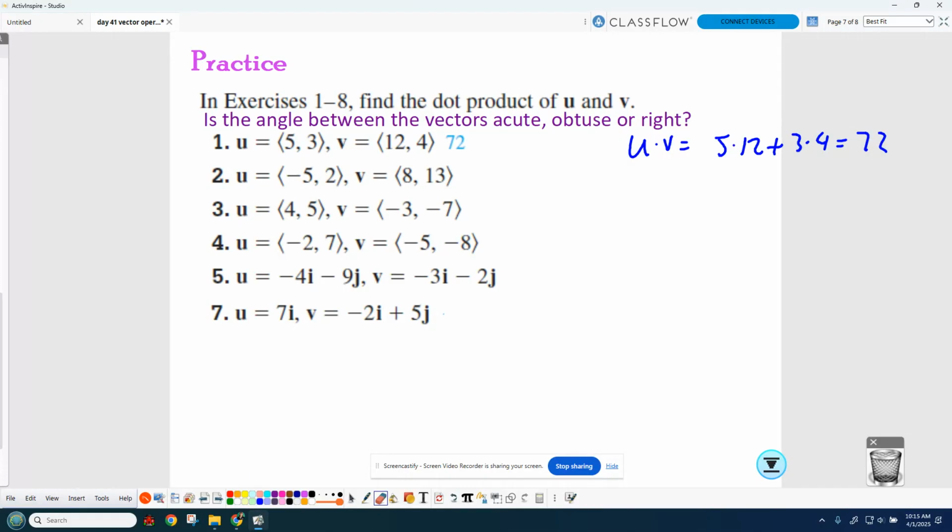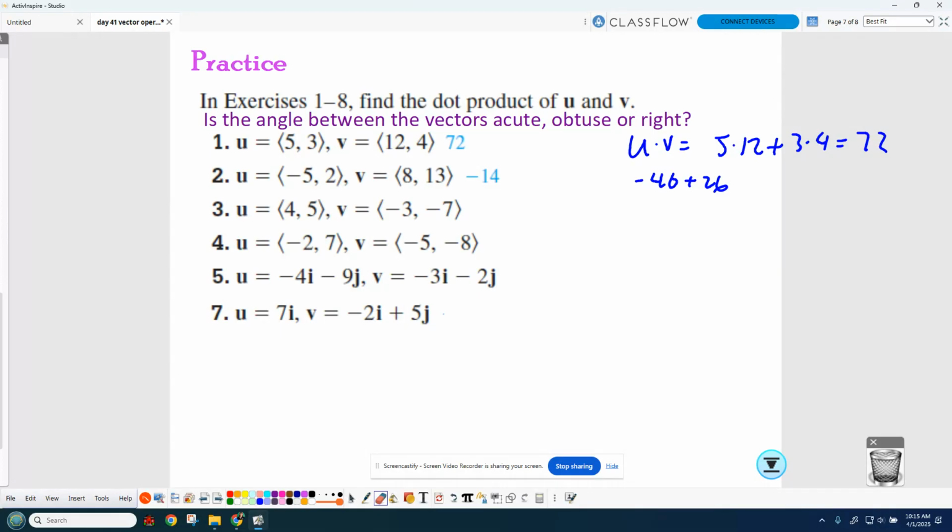Kelly, what did you get for number 2? Okay, so this one, negative 40 plus 26, so she saw that it was gonna be a negative number, didn't care that it was negative 14, because I didn't ask for the actual number. So that's an efficient way to do it. She saw that the bigger thing was gonna be negative, so just like that, it's negative.